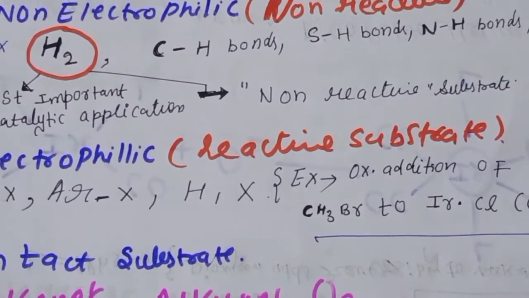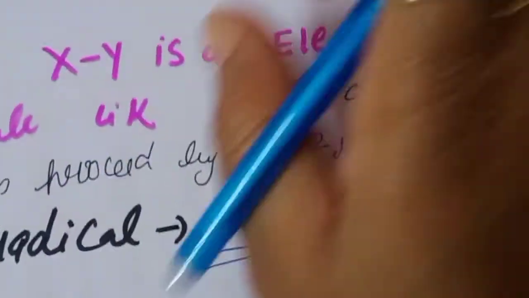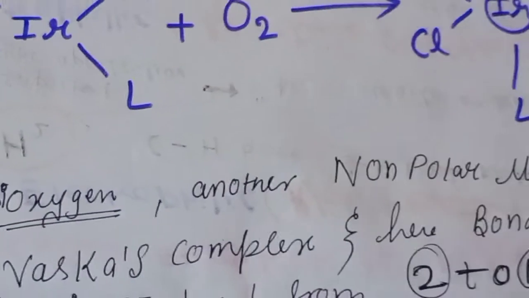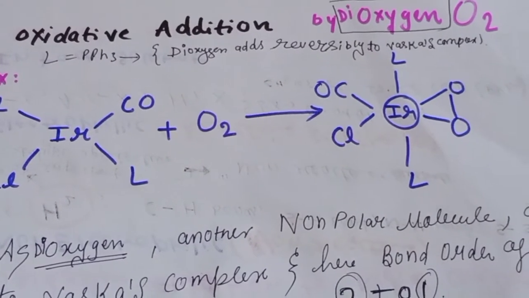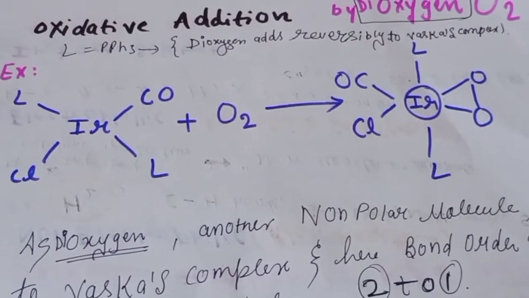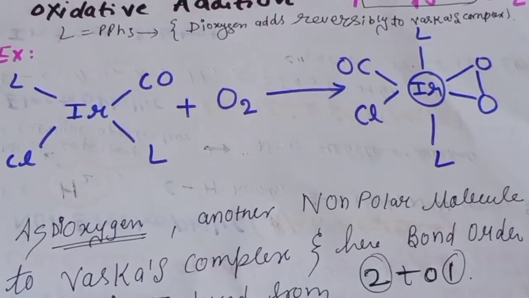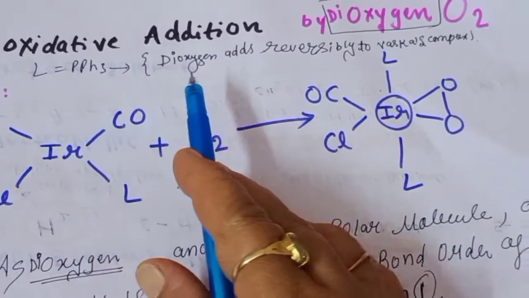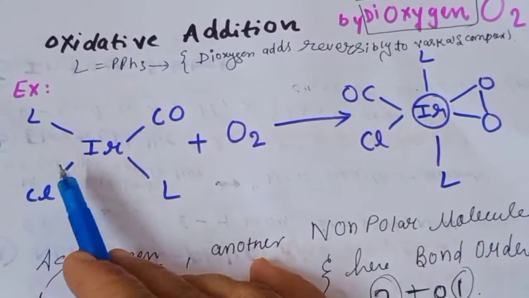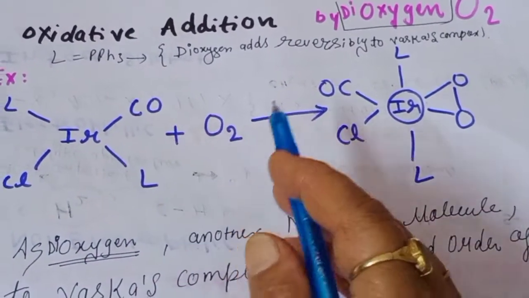Sometimes in your MSc syllabus one heading is given, especially the addition of oxygen. So how does the oxidative addition of dioxygen take place here? Again we can take Vaska's complex. Here in this complex, L is equal to PPh3. When dioxygen adds to this complex, this reaction goes reversibly.